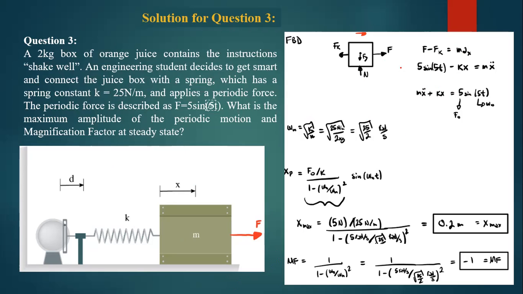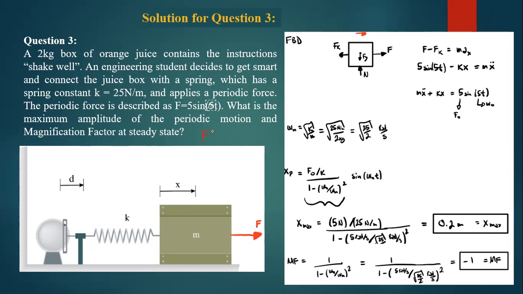So F is known, it is 5 sine 5t. So 5 sine 5t minus kx is equal to m x double dot. From this we can get the governing equation. In this, the maximum amplitude is F naught, where F is equal to F naught sine omega t. So we can see this is F naught, and another quantity which we can find here is omega t.